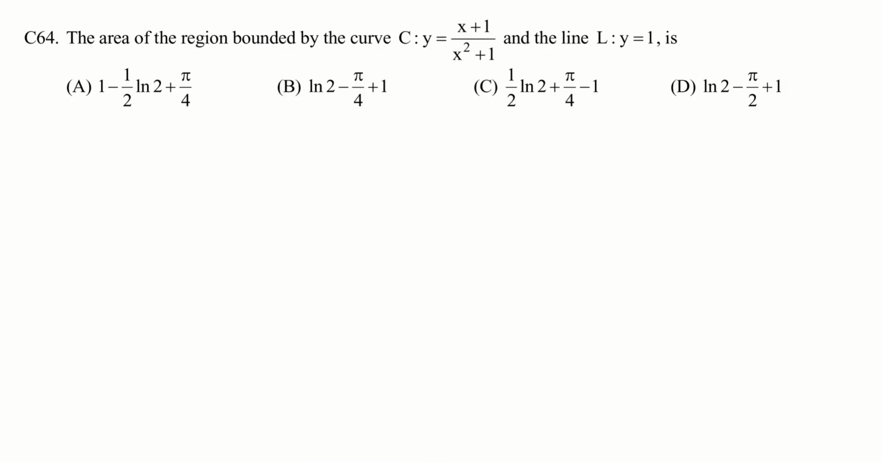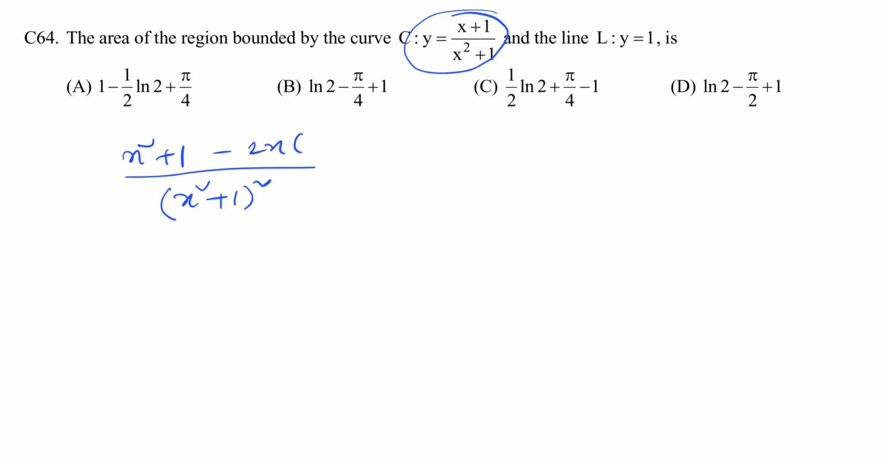Before we start the problem, let us study the behavior of this curve. Let us see the intervals of monotonicity. If I go for the derivative, you can see that I have the derivative as (x square plus 1) minus 2x into (x plus 1), whole over (x square plus 1) whole square. I'll have it as minus of (x square plus 2x minus 1) by (x square plus 1) whole square.